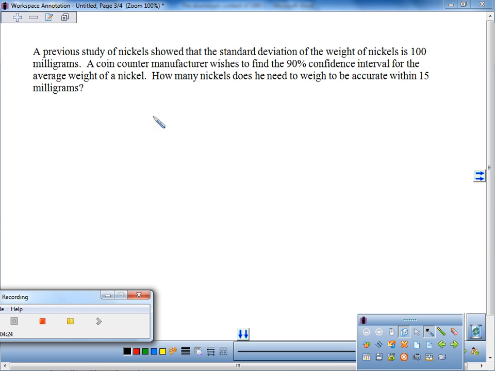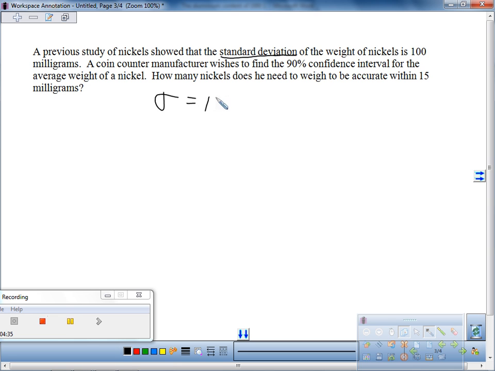Now this one's another sample size problem, but it's a little bit different in that we're not looking for a proportion. How do I know that? First of all, we're told the standard deviation. So the standard deviation is 100.